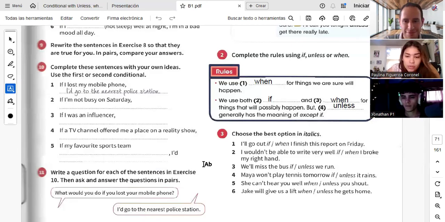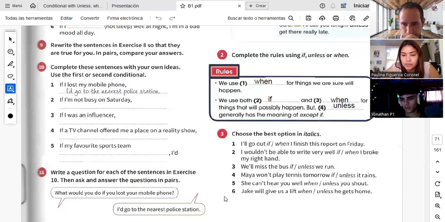She can hear you well. Do you know the meaning of shout? Gritar. Okay, so try again. She can hear you well unless you shout. Ella no te puede escuchar a menos que tú grites, o pues le hables muy duro. Thank you so much, Paulina. Well done. And the last one, Jonathan, please.